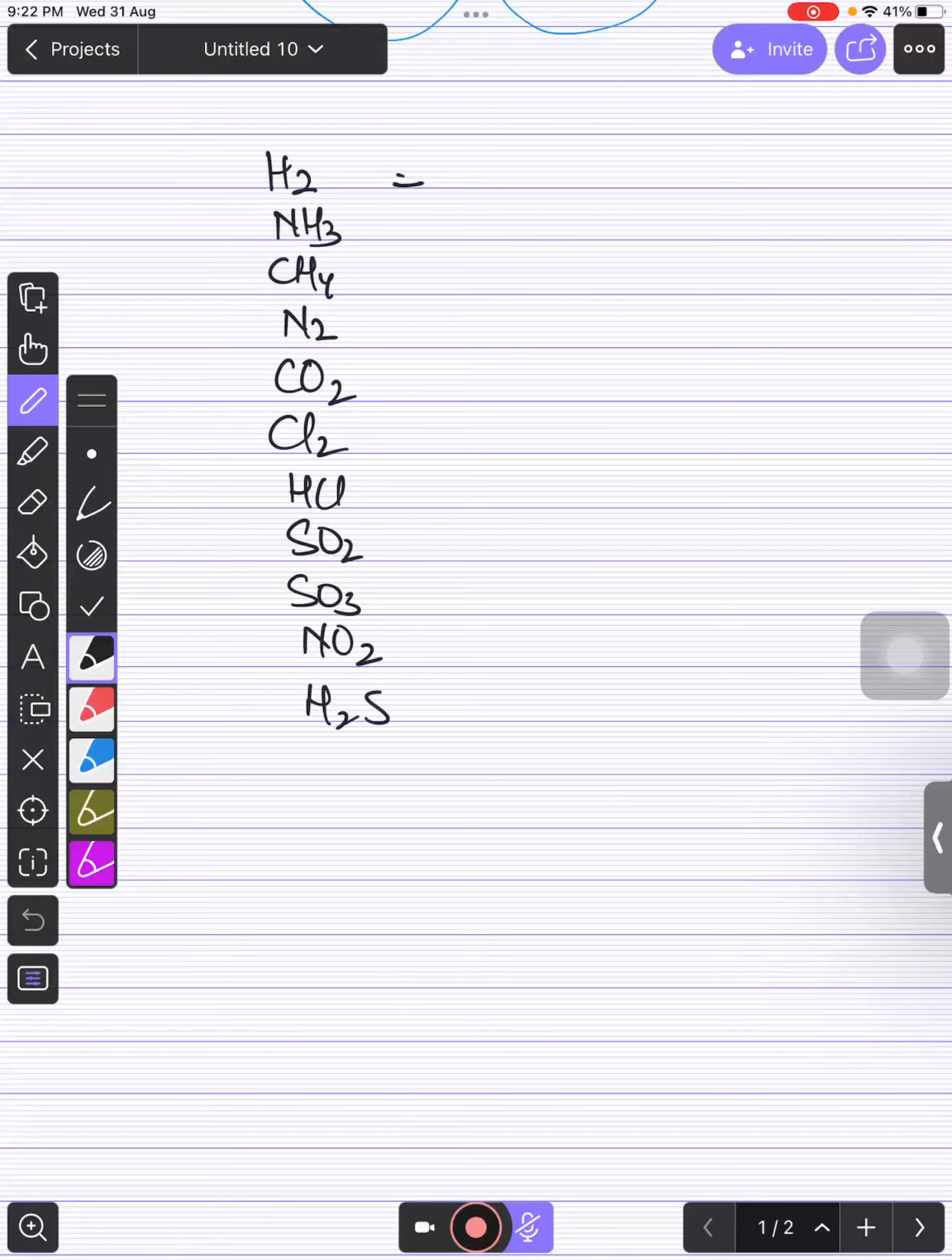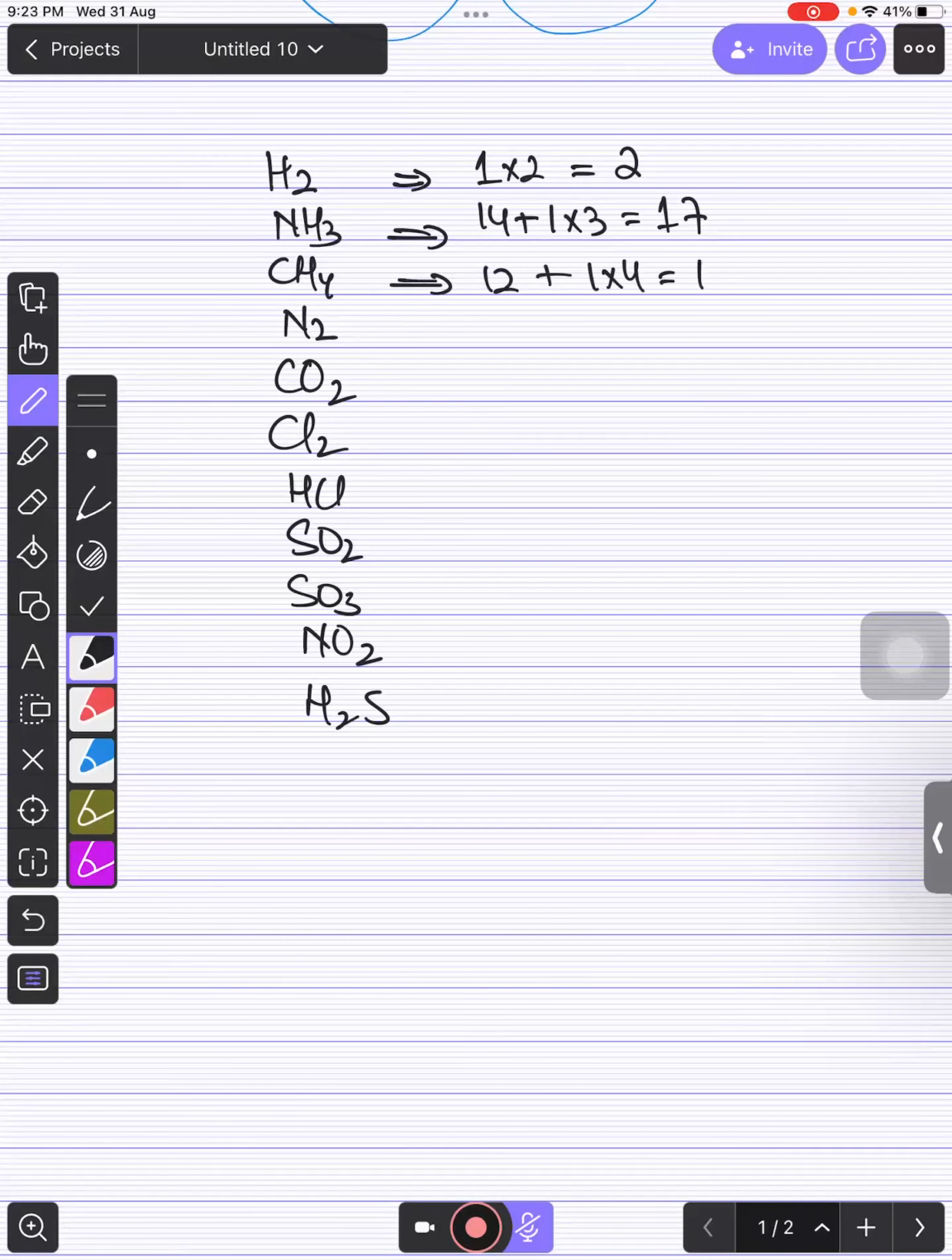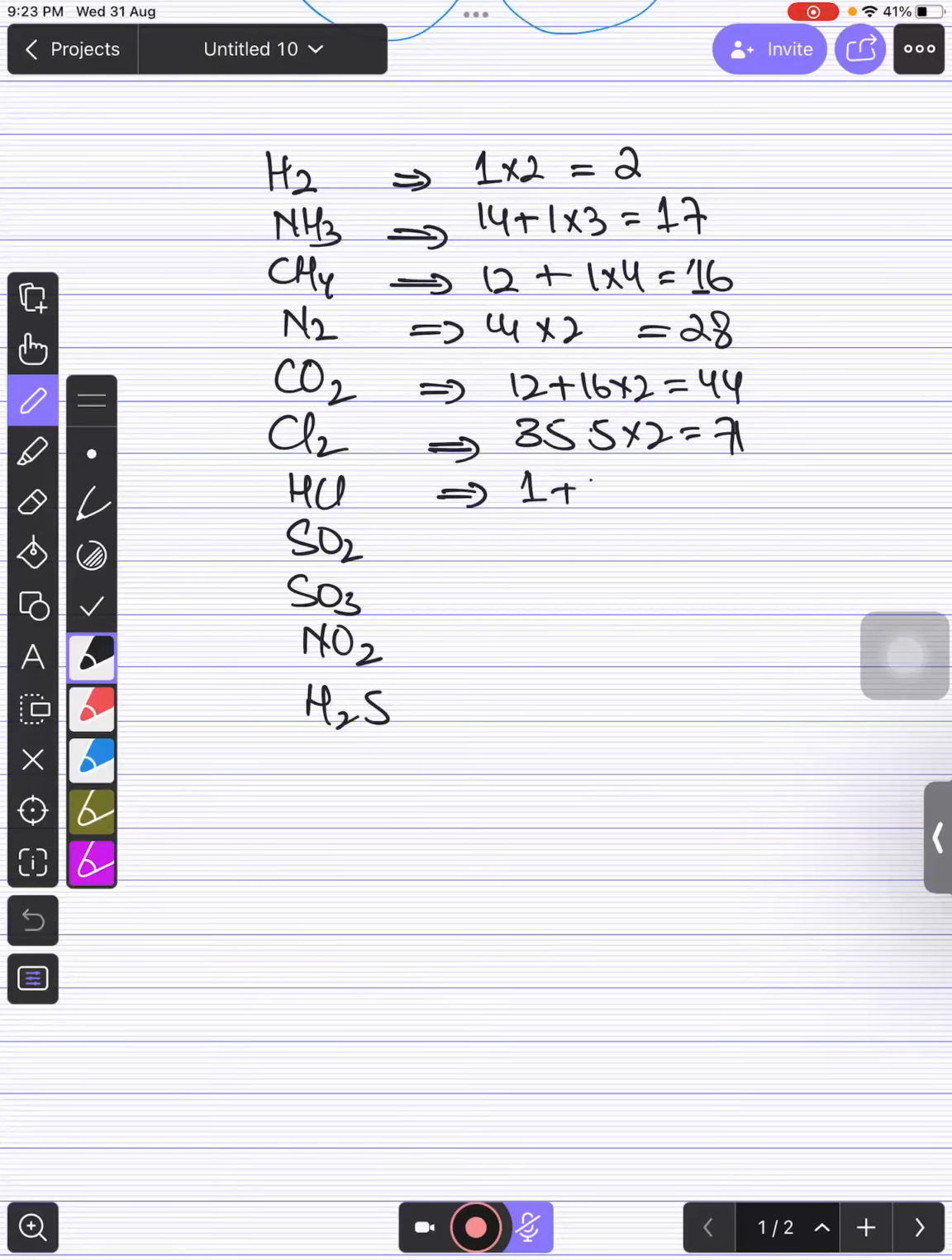So we know that hydrogen atomic mass is 1, so H2 has a molecular mass of 2. If you talk about ammonia, nitrogen is 14 and each hydrogen is 1, so the Mr is 17. Carbon is 12 and each hydrogen is 1, so methane gives you 16, right? Then nitrogen is 14, so 2 nitrogen will give you 28. Each carbon is 12 and each oxygen is 16, so it will give you 44, right? Chlorine is 35.5, and if you have 2 chlorine, it will be 71, right? H is 1, Cl is 35.5, so it will give you 36.5, right?